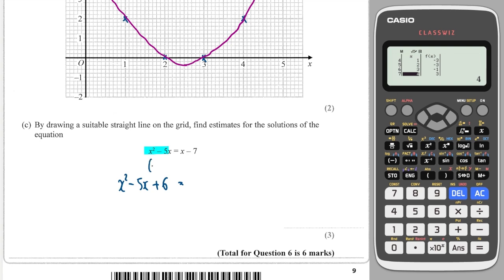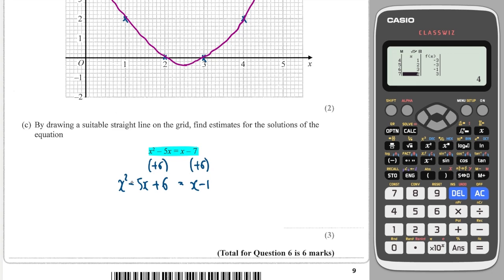Well, I'll need to add 6 to it. So if I do that, I must add 6 to this side as well to keep the equation the same. Adding 6 to that side gives me x minus 1. So this equation that I've got here in yellow is exactly the same as the equation I've got in blue. And the equation in blue is the one I'm trying to solve. So let's just solve the one in yellow instead. They're exactly the same.